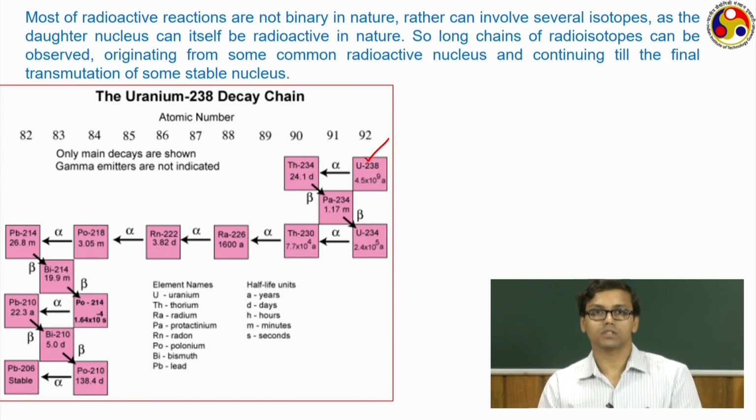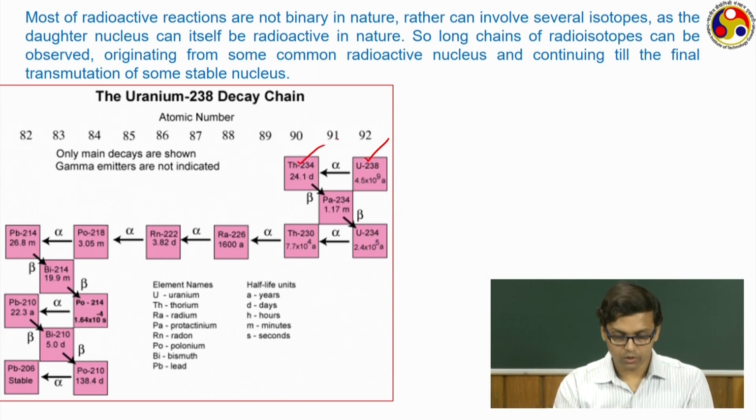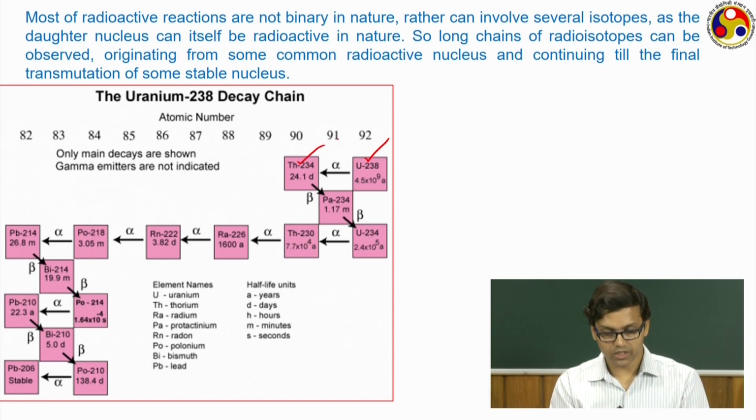Alpha decay means, we have seen, the atomic number will be reduced by 2 and the mass number will be reduced by 4. Following that, we get this particular thorium isotope which undergoes a beta decay. Now, beta decay means we have already seen that the mass number will remain the same, but atomic number will increase by 1.